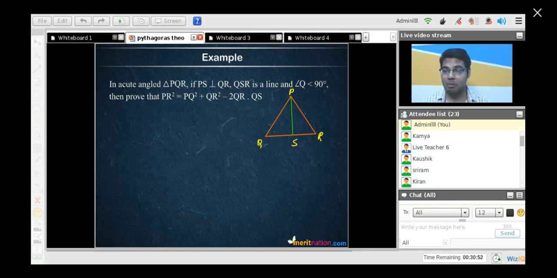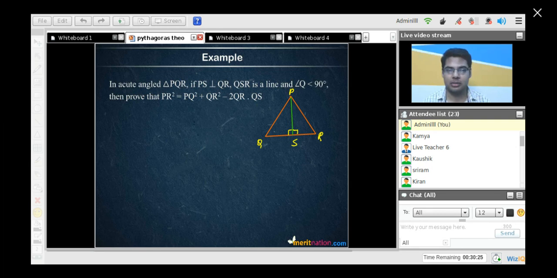Yes, Raksha, I have marked the points. Now, we have to prove that PR square equals PQ square plus QR square minus this term. So this is the right angle triangle, all of you agree? Yes, friends? This is very, very simple to prove. So just look at the figure. You can yourself think how it can be proved.